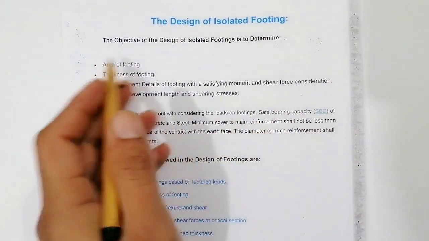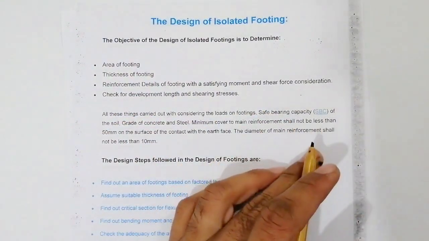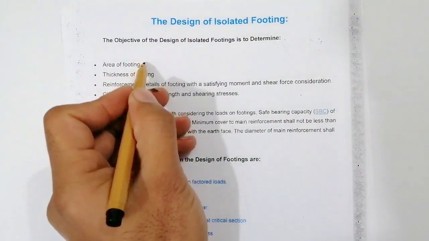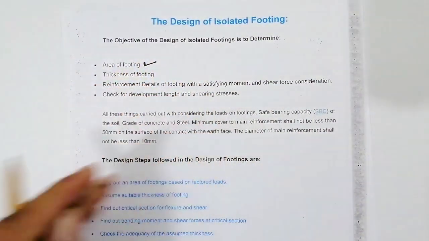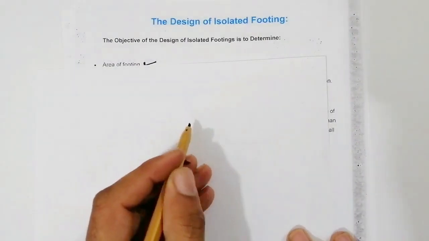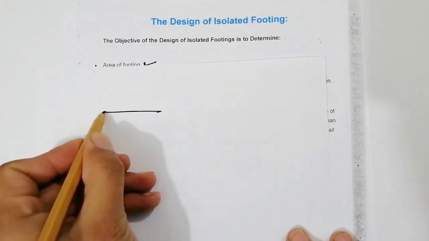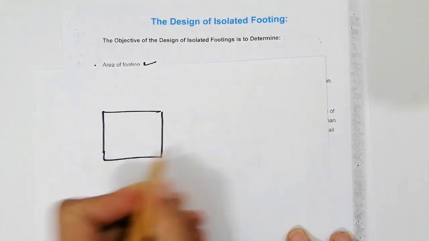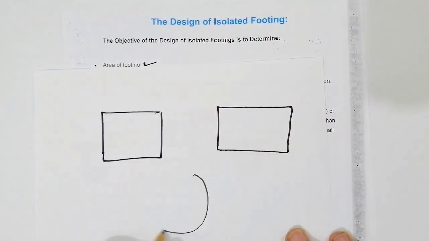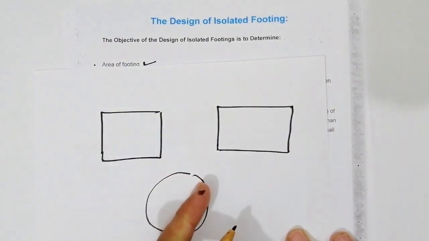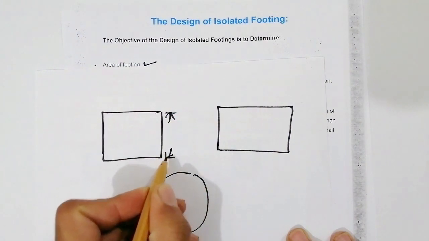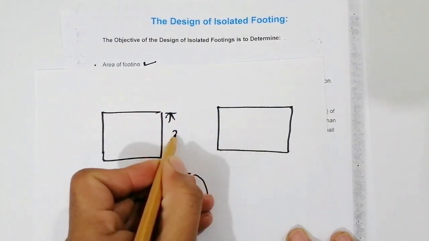Let's start, guys. Here are some objectives for design of isolated footing. The first one, as you can see, is that we need to find the area of footing, because we have different shapes in isolated footing, as you know: square footing, rectangular footing, and also circular footing. So, guys, the first step, or the first guideline, is to find the area of footing.